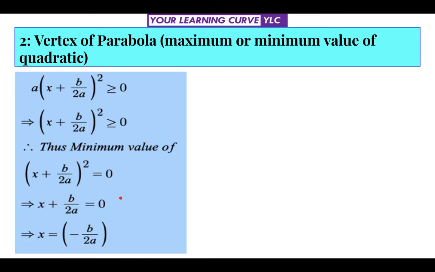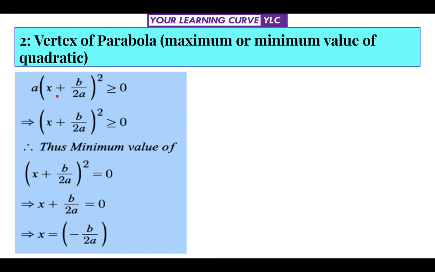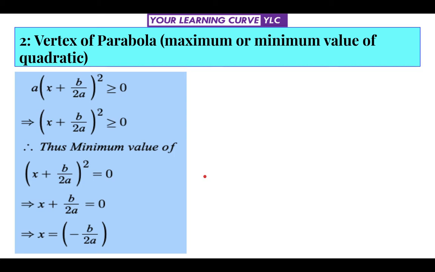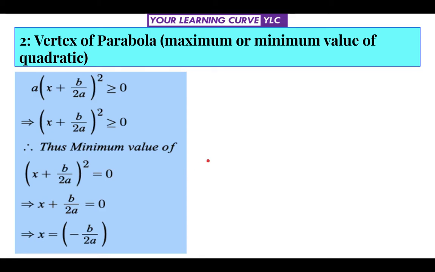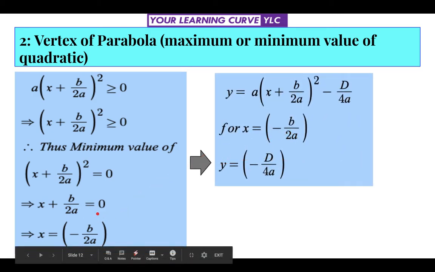-b/2a. For x equal to -b/2a, this number becomes 0 and that is the minimum value of this function. This number is minimum when it is 0 and is attained at x equal to -b/2a. So for the minimum or maximum value of this expression, x should be equal to -b/2a. So we get the value of the x coordinate of the vertex of the parabola. This is the x coordinate of the vertex of the parabola.